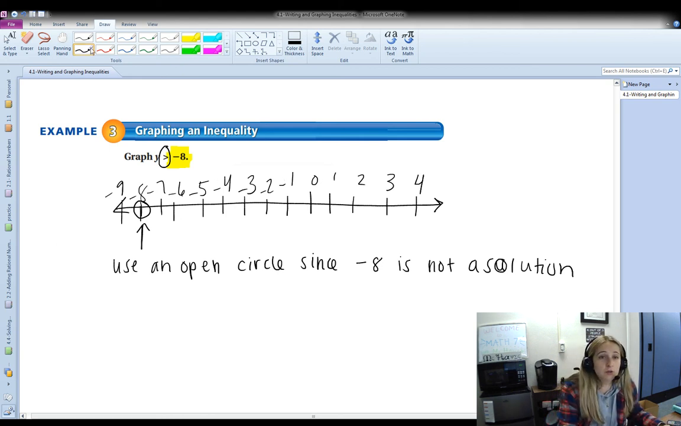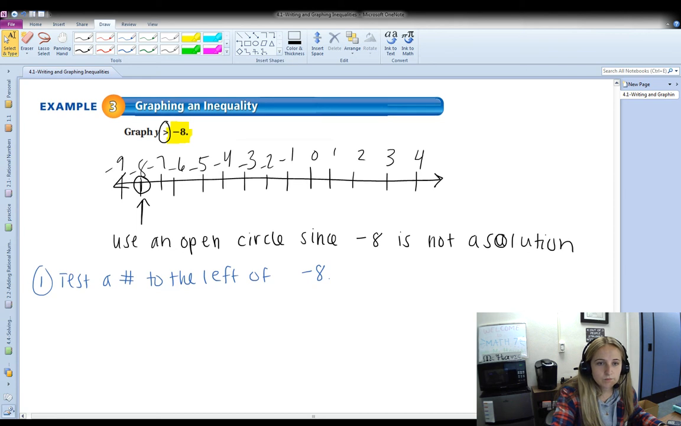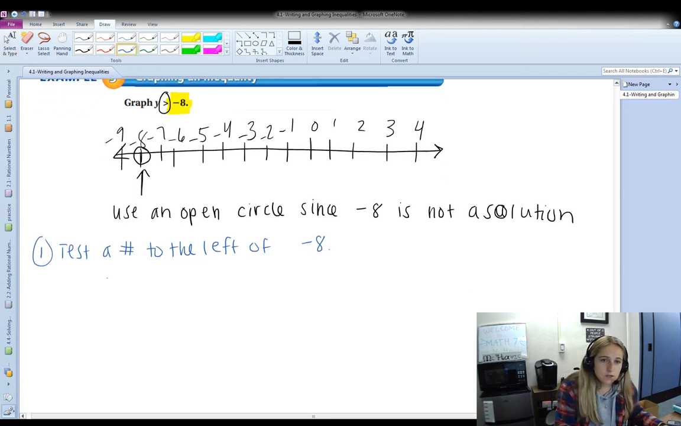Okay, so the next thing you are going to do, your step number 1, is test a number to the left of -8. And what that means is you're going to write the inequality, okay? You're going to write y is greater than -8. So a number to the left, let's use -9, okay? So -9 is greater than -8. Is -9 greater than -8? No. No, it is not. So that tells me that everything to the left is not going to be a solution set, okay?